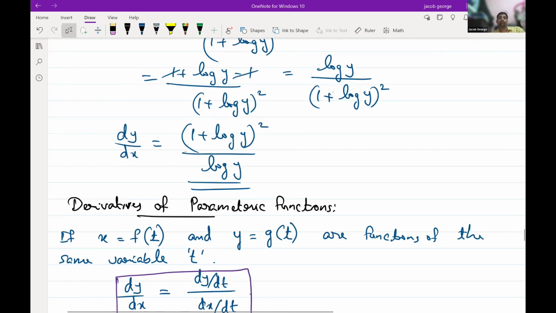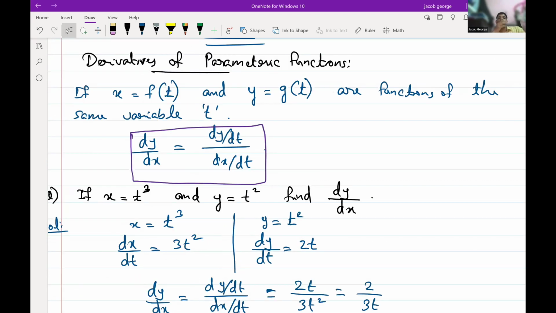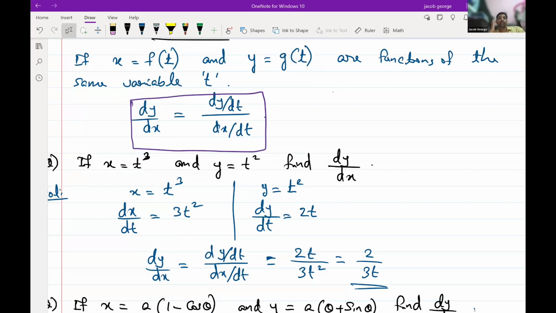Parametric form means x will be given in terms of a parameter t, and y also, like t or theta, will be given. Our first task is find dx by dt, and then we have to find dy by dt. Then dy by dx is dy by dt upon dx by dt. After studying the second derivative, we have done parametric forms of second derivative. That is also more important.